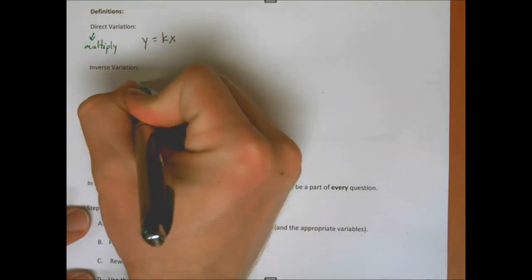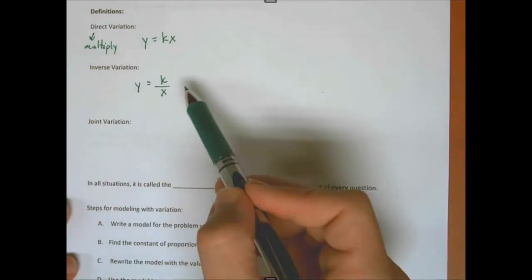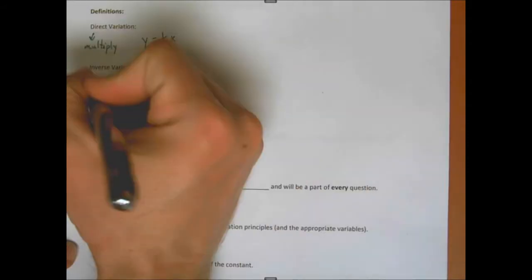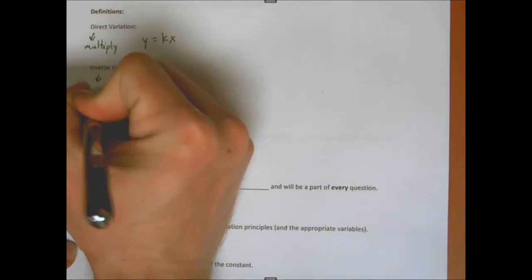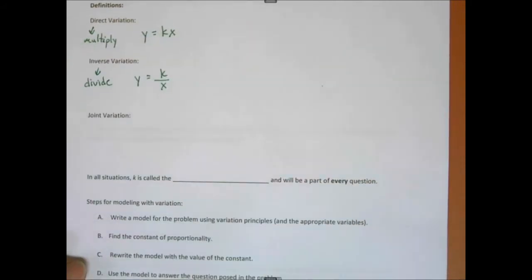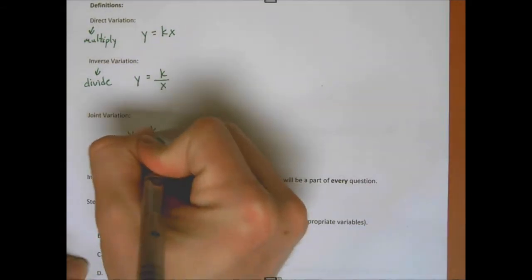Inverse variation, you divide. It's this relationship: as x goes up, y goes down, and as y goes down, x goes up. But the key is to think about divide. And then joint variation is when you multiply by more than one thing. So we'll say y is equal to k times x times z.